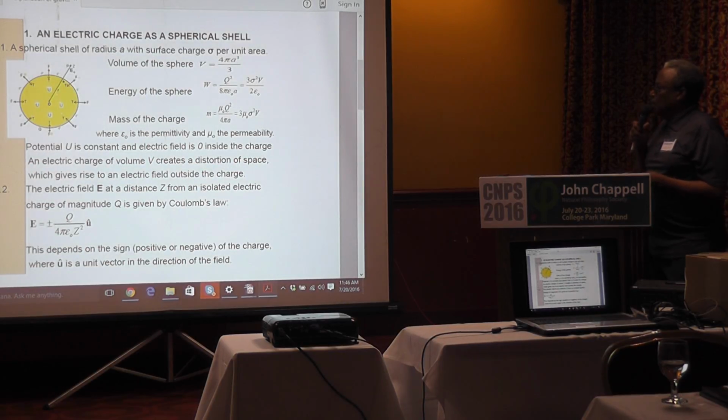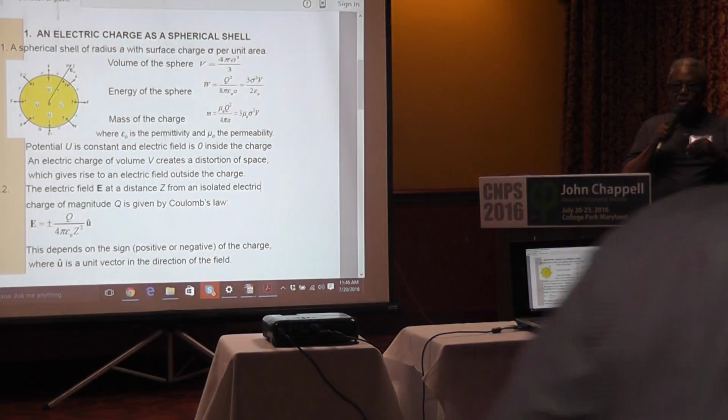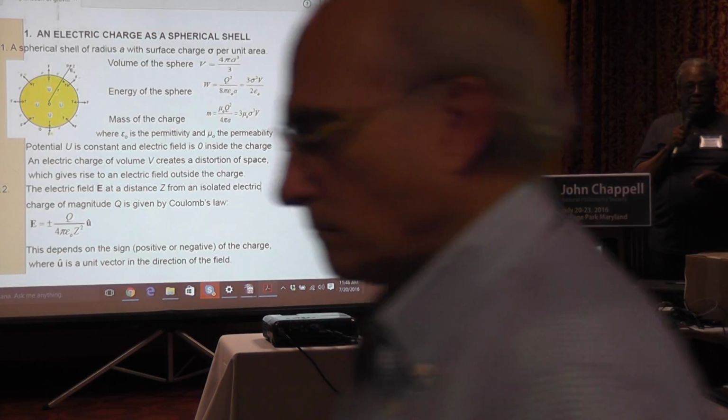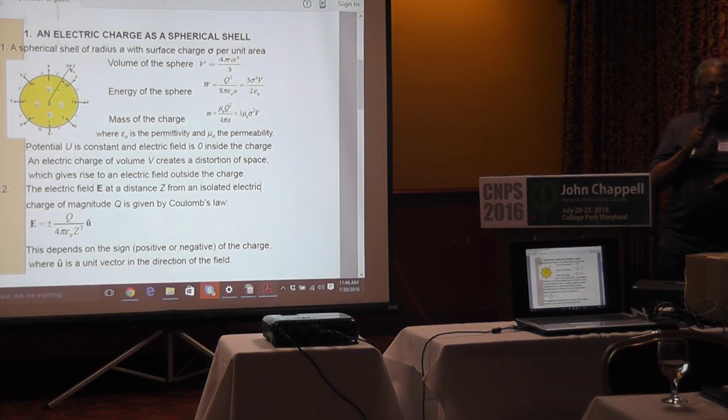Our starting point is this: if an electric charge is to assume any configuration at all, it is most likely to be a spherical shell of radius A with surface charge sigma per unit area.